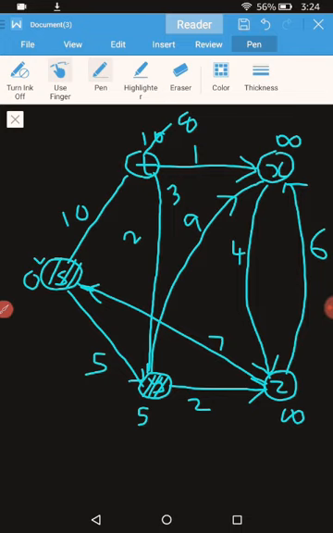Now the other vertex x. x currently has the value infinity. Through y, what is the distance of x from the source? The y distance from source is 5, and y to x the distance is 9. So 5 plus 9 is 14, which is lesser than infinity, so we replace it with 14.